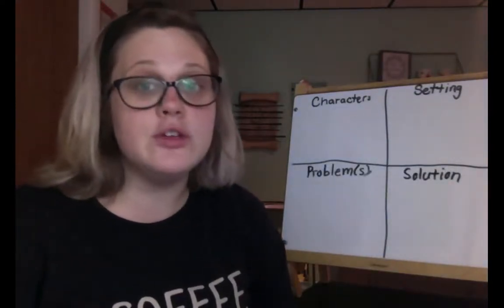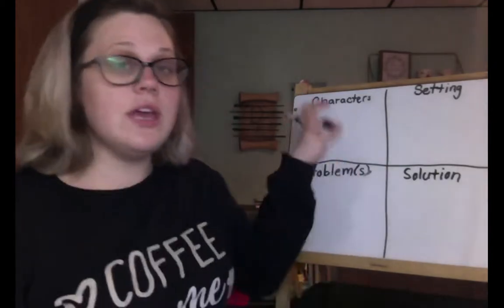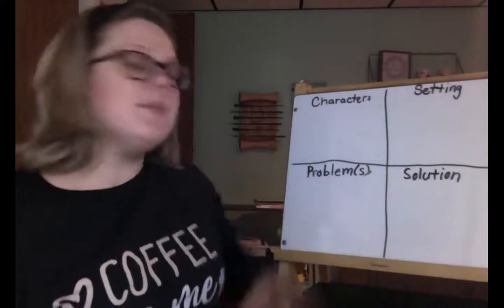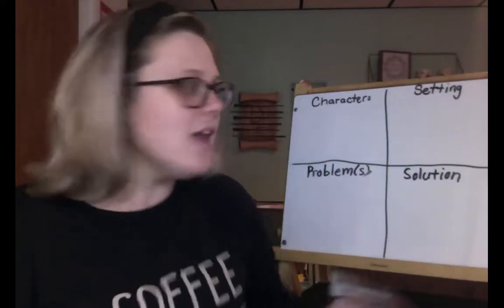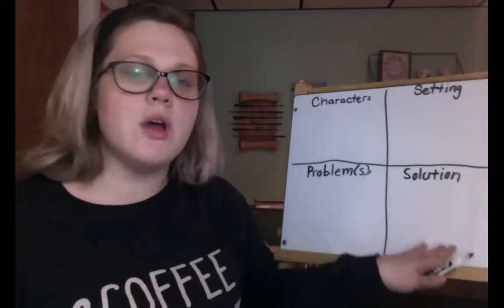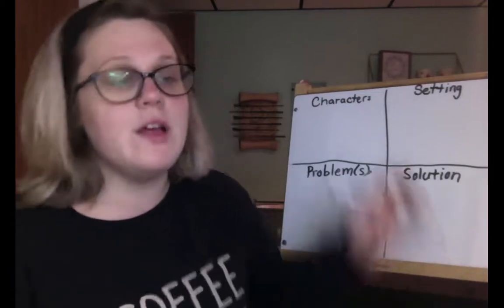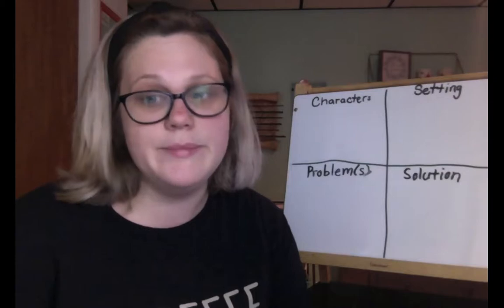As you're reading, you should be taking notes about who the characters are in the story and where the story events are taking place, what the problems are that these characters are facing, and how those problems ultimately get resolved. So let me model for you how I would fill out this organizer using the Lost Kitten.